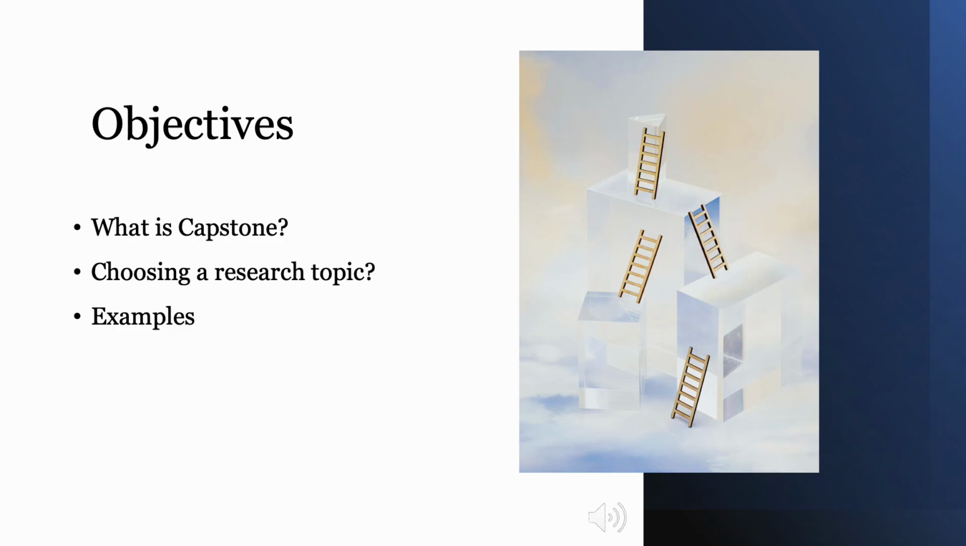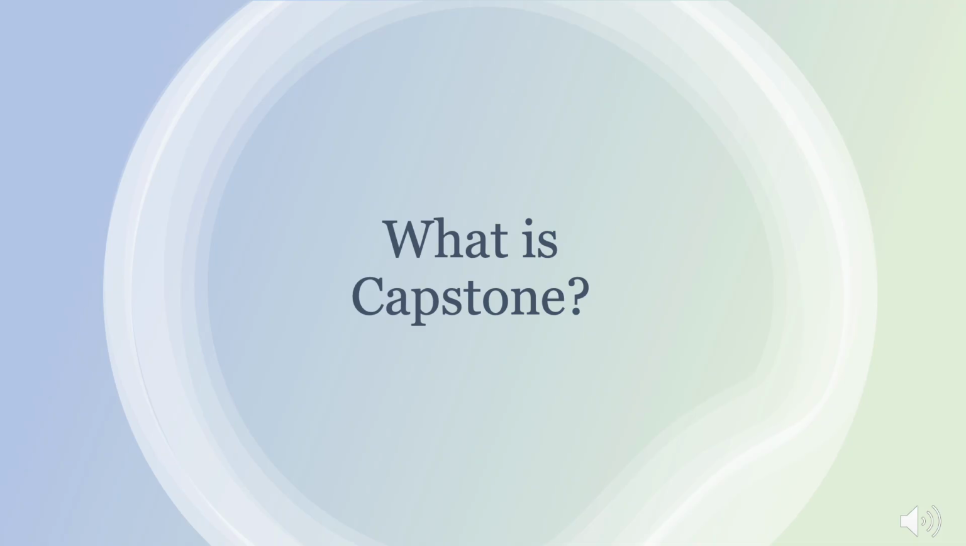Let's start with an overview of what we will cover today. First, we will define what a capstone project is and how it differs from other types of academic research. Then, we will explore how to select a strong and feasible topic. Finally, I will share a few examples of common mistakes and better alternatives so you can start thinking about your own topic. To begin with, let's take a look at the main characteristics of an EDD capstone research project.